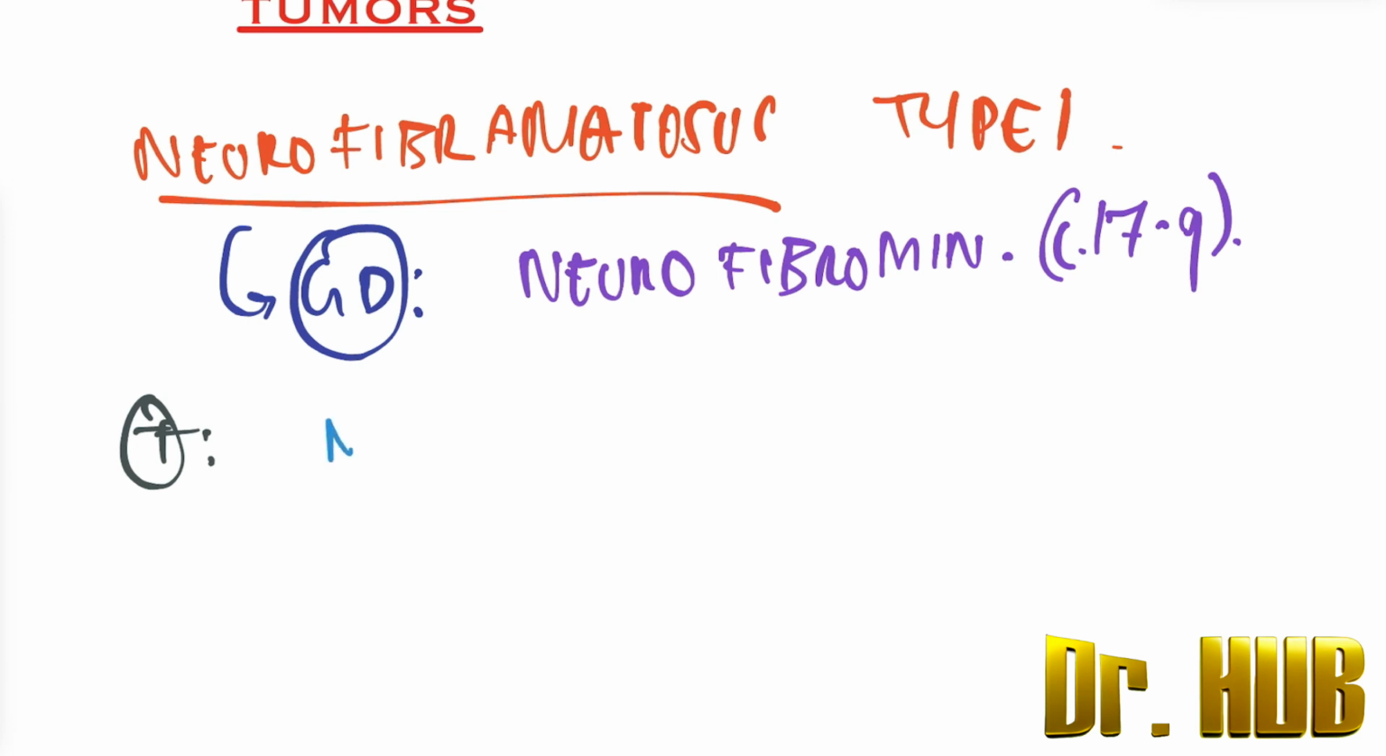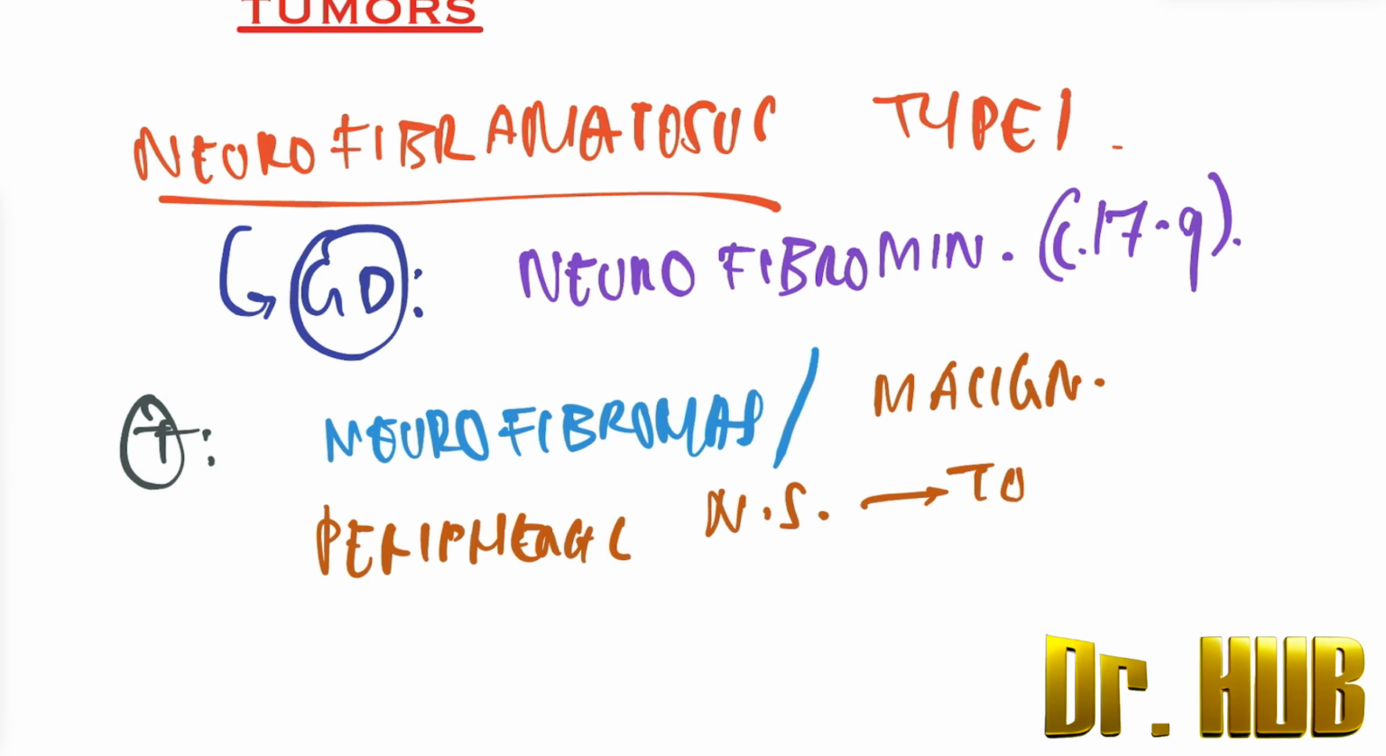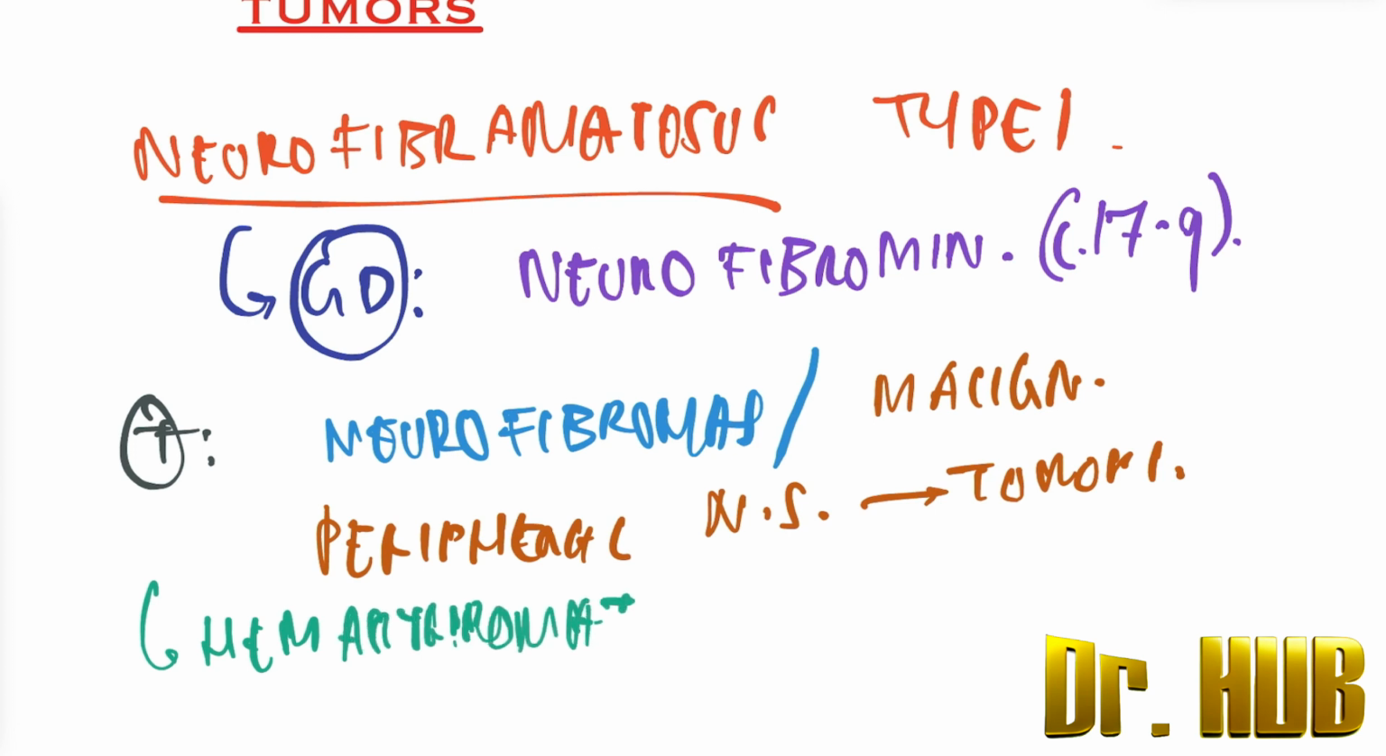Next, we look at the tumors. The tumors include the neurofibromas, and also the malignant peripheral nerve sheath tumors. Next, there are also the hamartomatous lesions as well as the pheochromocytomas.